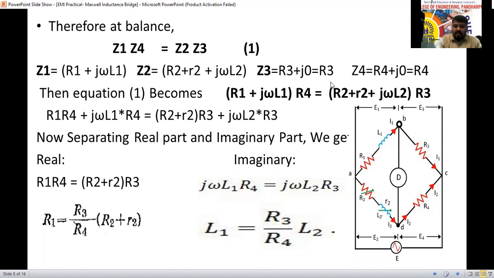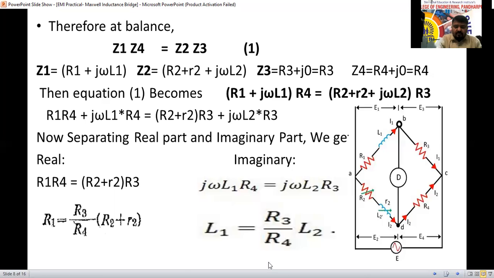So R1 into R4, I will multiply this one, R1 into R4 plus j omega L1 into R4 equal to here now, R2 plus r2, that real term here, into R3 plus j omega L2 into R3 here.